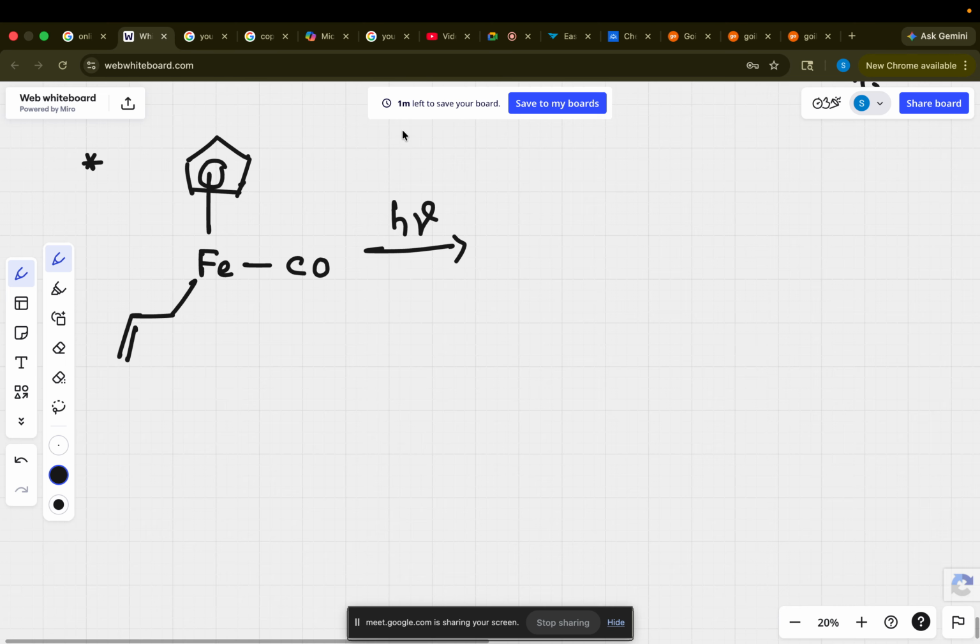It is 16 electrons. So the pi bond will donate 2 electrons to the iron metal center. So 16 electron, then what can happen? The pi bond will donate 2 electrons to the metal center. Then it will form 18 electrons. Okay, fine.